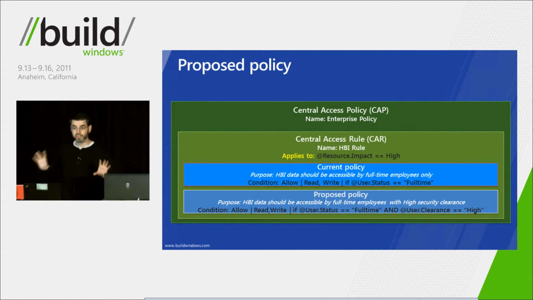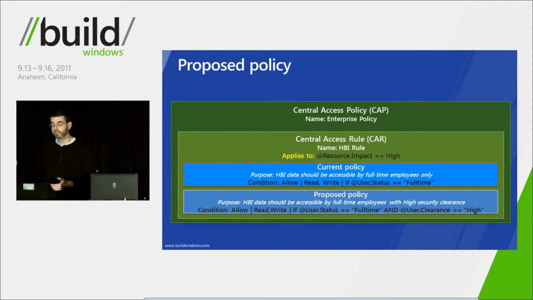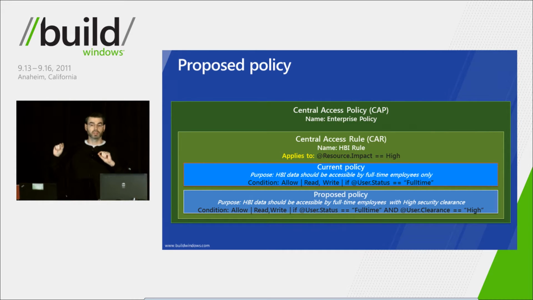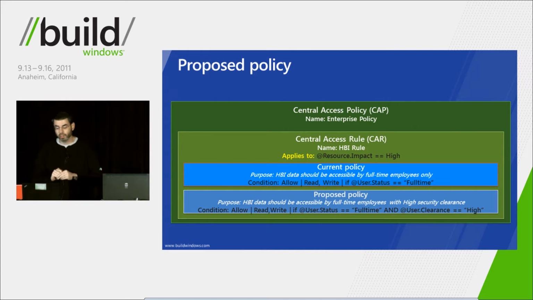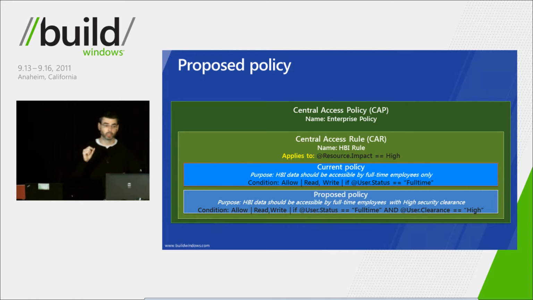So let's see how this fits into what we already know. We've talked about the central access policies. Here we have one defined in terms of one central access rule. And if you look at this rule, it's controlling access to data whose impact is labeled as high. And for that data, we have the current policy, which is saying that for a user to access this data, their status has to be equal to full time.